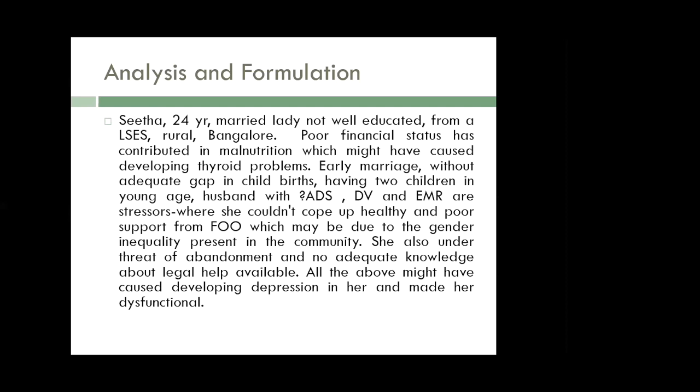And also she's under threat of abandonment. That means as there is no adequate support from her family of origin and even from other sides, she feels that she may be thrown out of her house, she doesn't have any place to go, and she won't have any shelter. And also she doesn't have adequate knowledge about legal support available in the community. If she knew that even though her husband has alcohol dependence syndrome and commits domestic violence, she can go to the legal system or the police and avail help and fight to protect her rights. But she doesn't know.